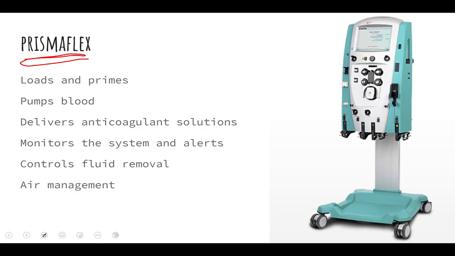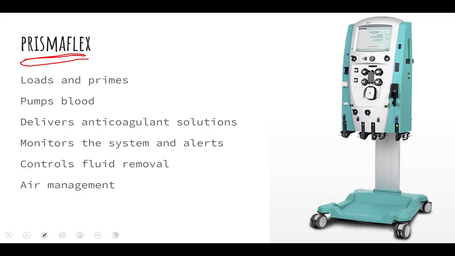It controls the fluid removal rate, so it saves you a lot of time, where you do not have to add and subtract the fluid that's going in and out of the patient. The Prismaflex device does a pretty good job of doing those automatically for you.